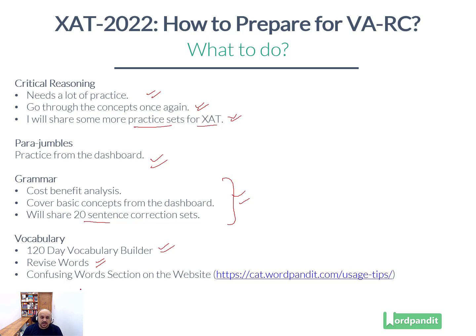There is one peculiar thing that XAT features in the exam. At times, it features pairs of confusing words, right? So for example, rational and rationale, right? So that's a pair of confusing words. Rational without the E and rationale with an E, right? So that's something that it does.